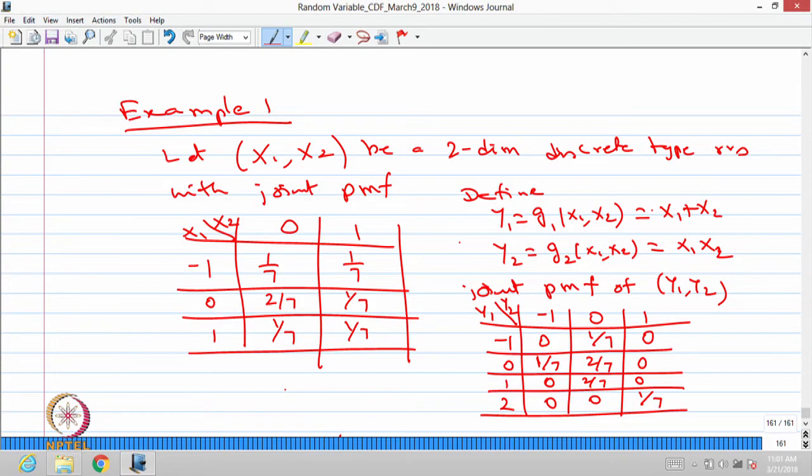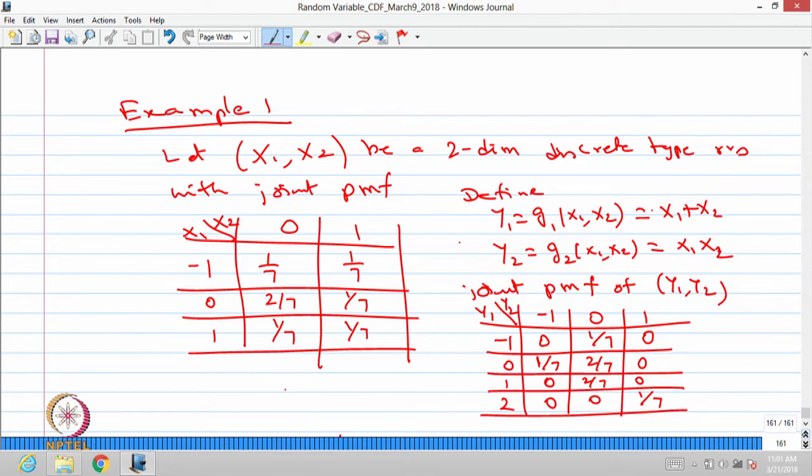Here also you can find the marginal distribution of y1 and y2 from the joint distribution. Since this is the discrete type with the 2-dimensional random variable, and again we make y1, y2 a 2-dimensional random variable, we are getting the joint probability mass function of y1, y2. Suppose it is n-dimensional and the y's are k-dimensional, still you can find it as long as k is less than or equal to n. As long as k is less than or equal to n, you can get the joint probability mass function.